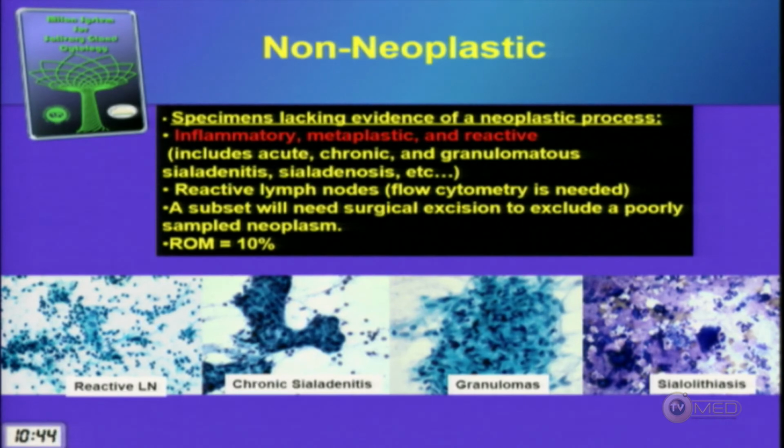This is chronic sialadenitis, hypocellular with these basaloid groups, and some background chronic inflammation. Here's granulomas. I think this patient actually had sarcoidosis. And this aspirate over here shows inflammation and fragments of stones. So it's chronic sialadenitis with sialolithiasis.